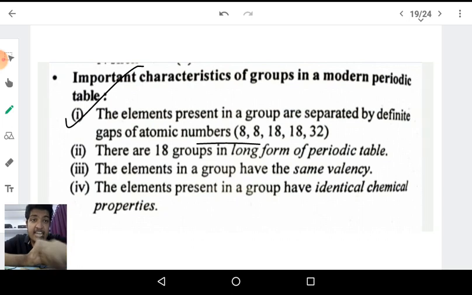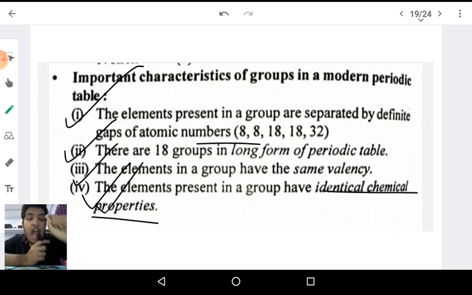Next, it has 18 groups in the long form of the periodic table. Elements in a group have the same valency because they have the same number of valence electrons, and the elements present in a group have identical chemical properties. That is another important point. The physical properties show gradation when we move down the group, but the chemical properties are identical in a particular group because the chemical properties are determined by valency.